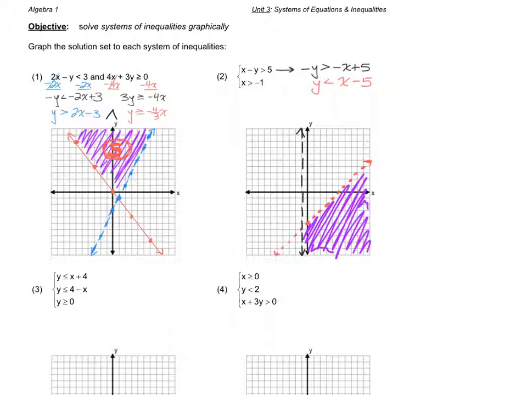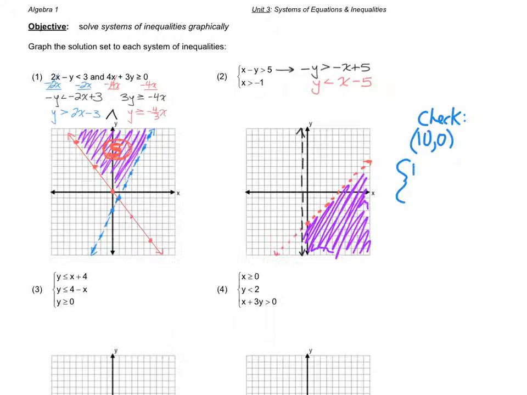So I think that this purple region here is the correct region. How can I check it? Well, what I can do is I can choose a point that's in that purple region. 1, 2, 3, 4, 5, 6, 7, 8, 9. I'll take 10, 0. Plug in the 10, 0 into each piece, and see if it gives you something that's true for both parts.